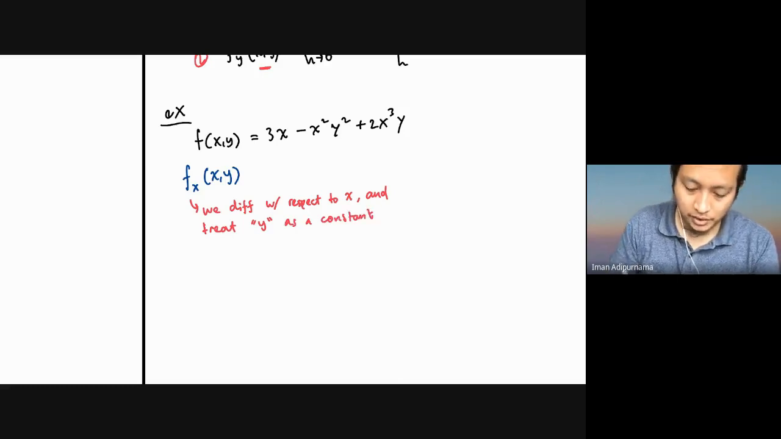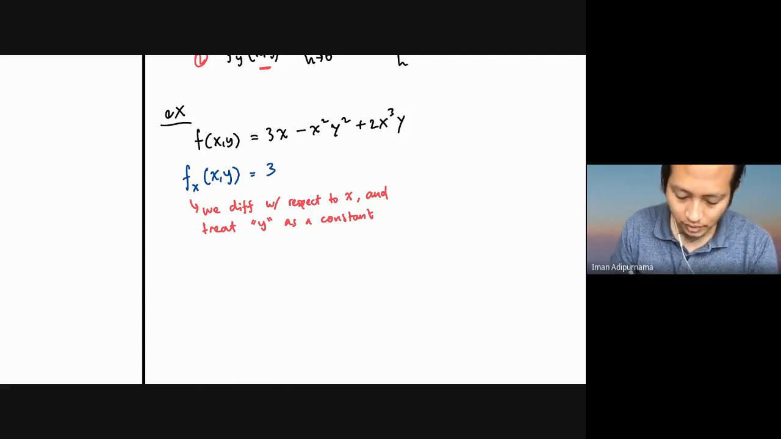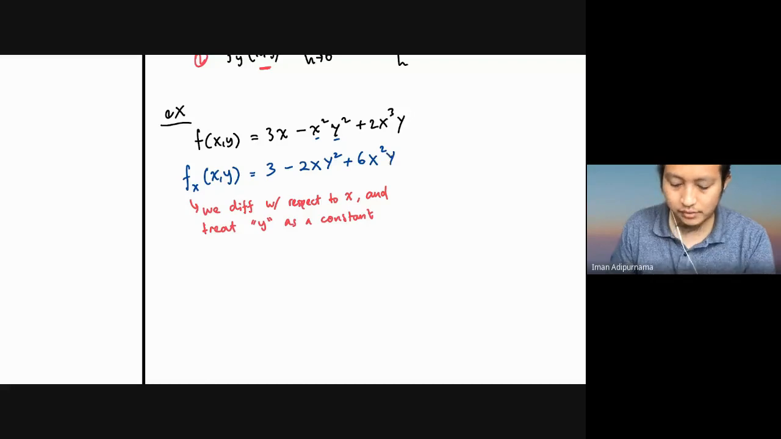Okay? So actually, in reality, what we are going to do, we differentiate the x. So 3x becomes 3, okay? And this negative x squared becomes negative 2x, and y squared is just a constant now, okay? And 2x cubed y becomes 6x squared y, okay? You get it? Okay, this is really important basis for all the partial derivatives, okay?